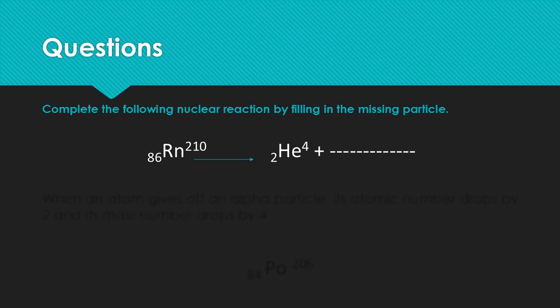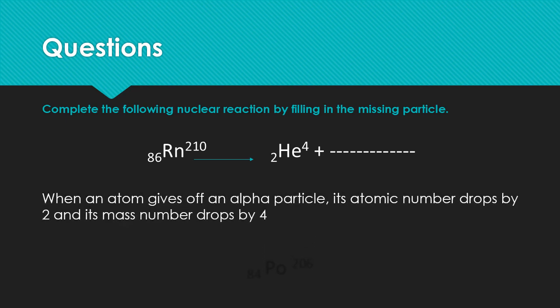Now we are going to solve some questions related to this lesson. Firstly, complete the following nuclear reaction by filling in the missing particles. We have Rn with 86 atomic number and 210 mass number. This atom will decay and release an alpha particle with 2 atomic number and 4 mass number. What is the new atom? What about the atomic number and mass number of the new atom?